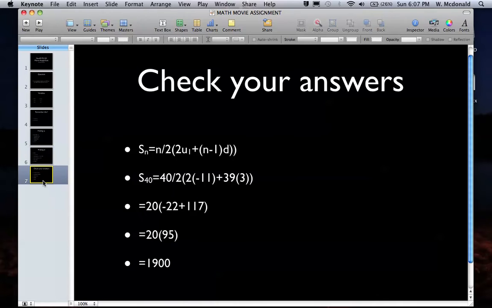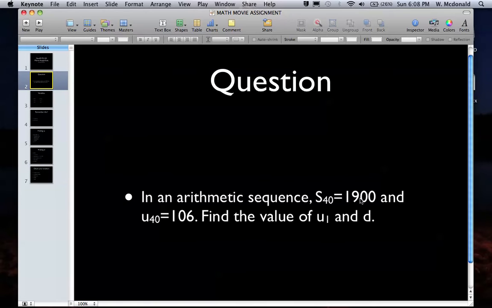And just to make sure, check your answers. I used a formula that contained both U1 and D, and I solved for a variable that we already know, which was S40. So I subbed in all the variables here, and I got 1900, which was the answer that was given here.